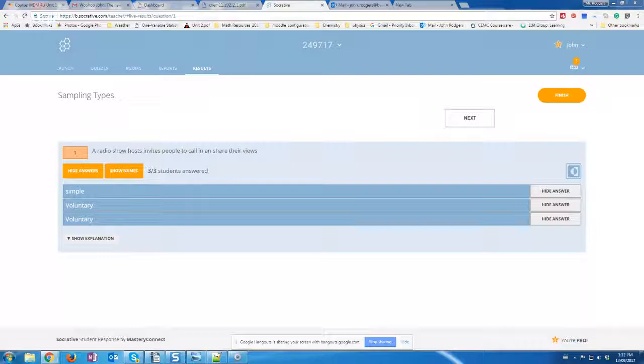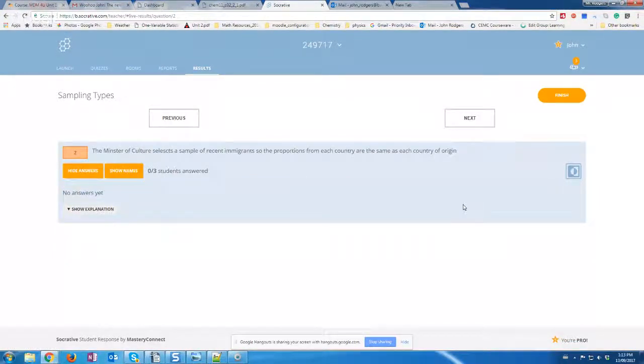Okay, so simple random means there's been some simple way of randomly identifying the things that are going to be in the sample. Because simple just sounds like you invite people to be in the sample. Makes sense. Okay, let's go to the next one.